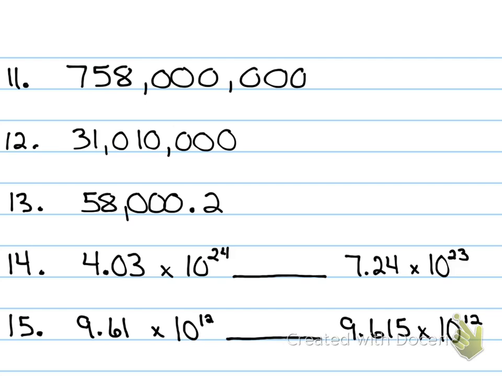Okay, so 758 million, what do I write it as a decimal? What's it going to be? 7.58. Times 10 to the 7th. To the 8th power. How many decimal places did it move? It went 3, 6, 7, 8. It went 8 decimal places. You count the decimal places.